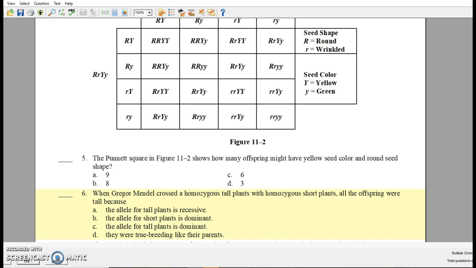Number 6, when Gregor Mendel crossed a homozygous tall plant with a homozygous short plant, all of the offspring were tall because they would all get a big T allele. And so they were all tall because tall is dominant, and they all had that big dominant allele.